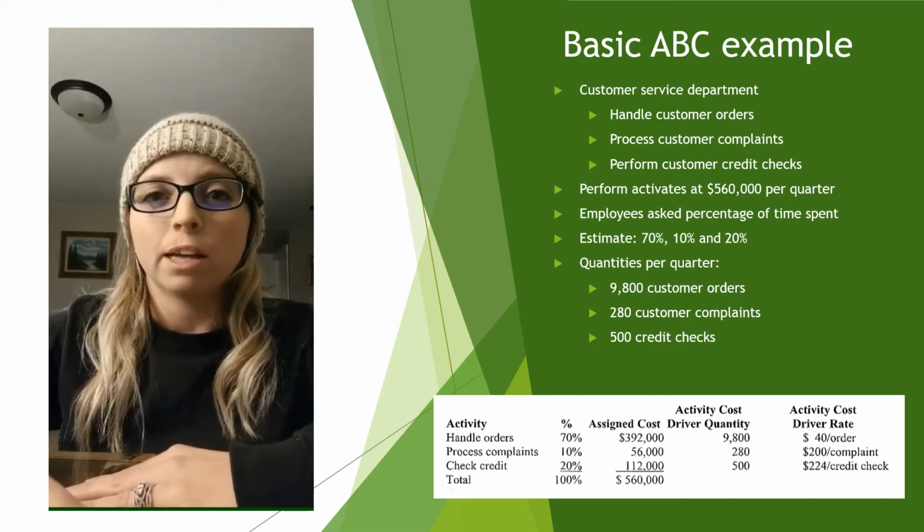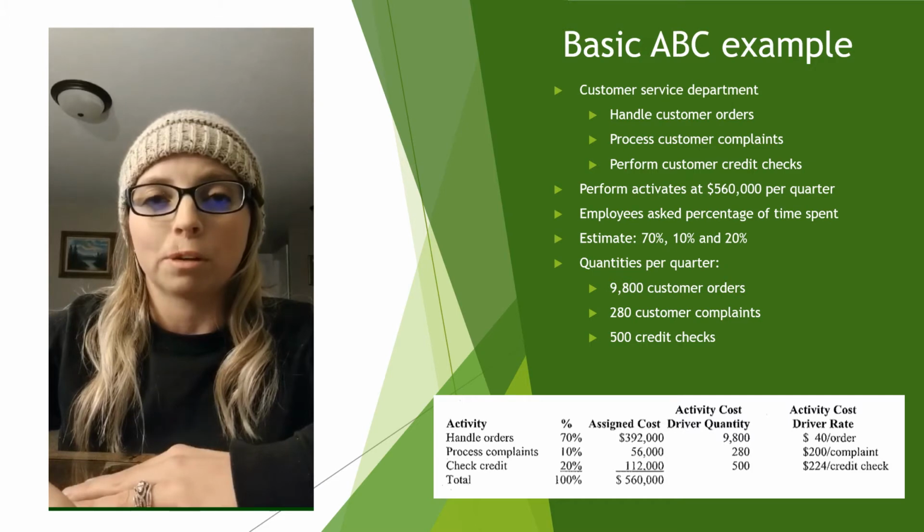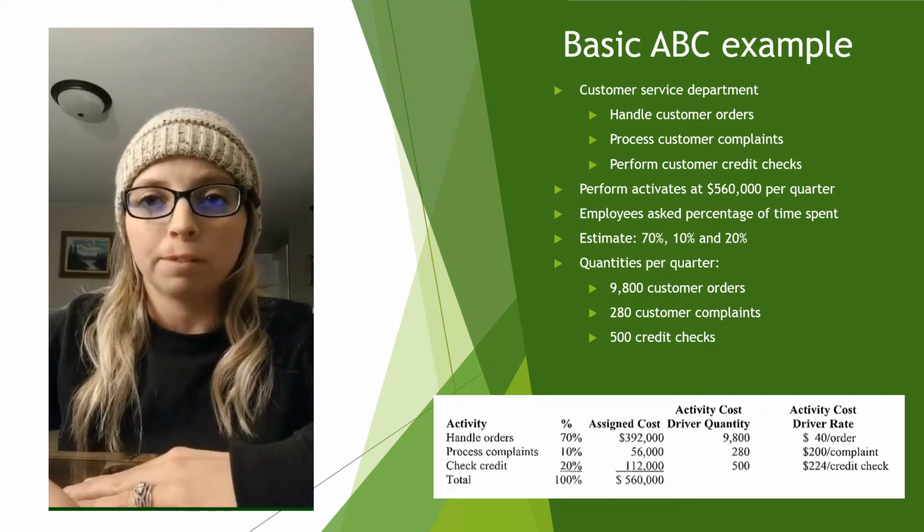Each employee then estimates how much they think they spend on each activity. We estimate these percentages to be 70, 10, and 20%. We found each quarter 9,800 customer orders were conducted, 280 customer complaints were handled, and 500 credit checks were done.